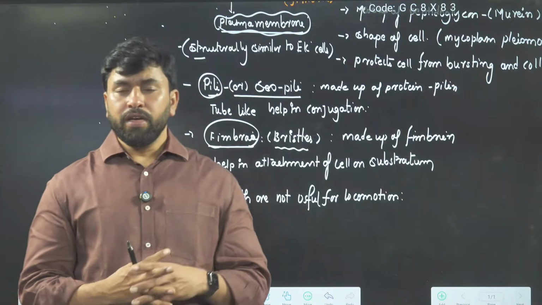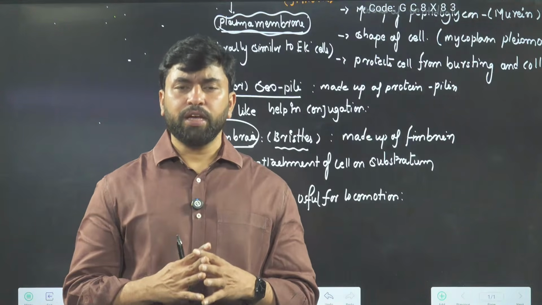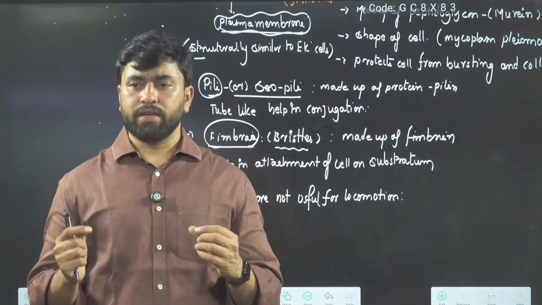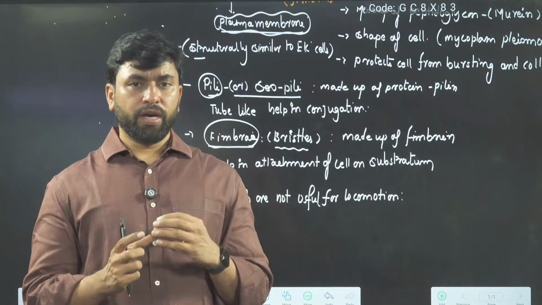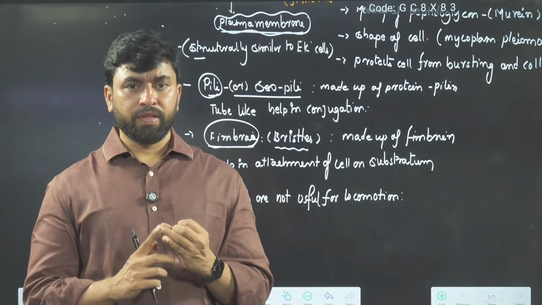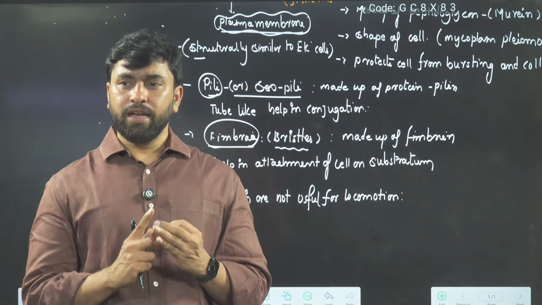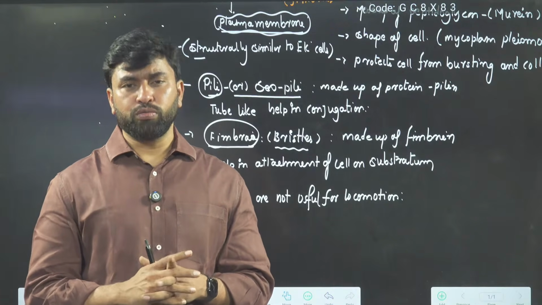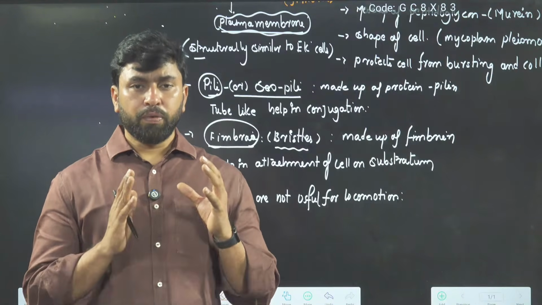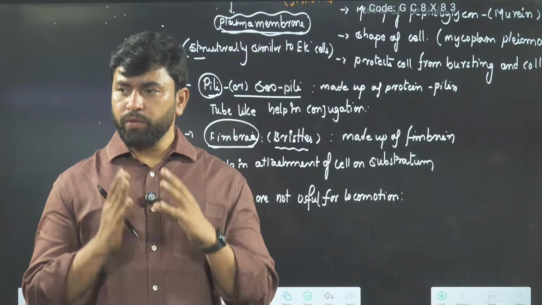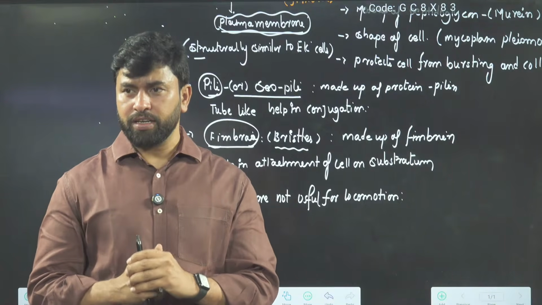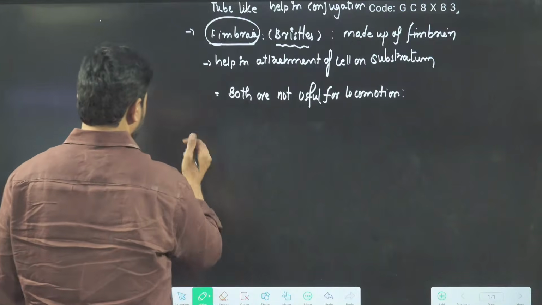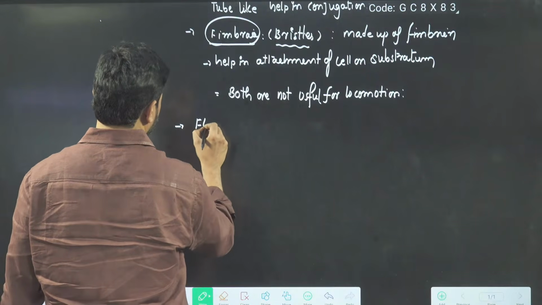Careful. In a eukaryotic cell, there may be so many varieties of locomotory organs. In fact, eukaryotes will have flagella, cilia, and in rare cases, pseudopodia may also help in locomotion. But a prokaryotic cell will have only one kind of locomotory organ, that's called flagella.